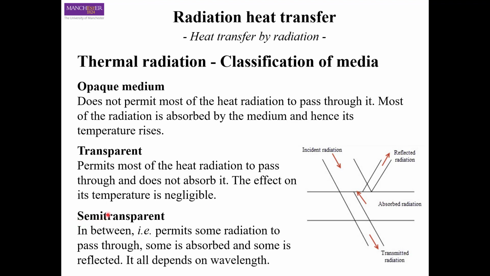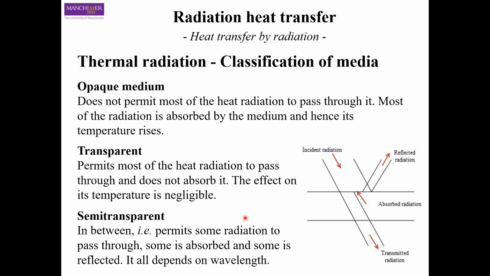And finally, we have the semi-transparent object. A semi-transparent object is when the incident radiation hits the object, some part of it can be reflected back, some part can be absorbed, and some part can be transmitted. So it can have all three effects. In that way, the object can slightly increase in temperature, but not as much as in the case of an opaque medium.